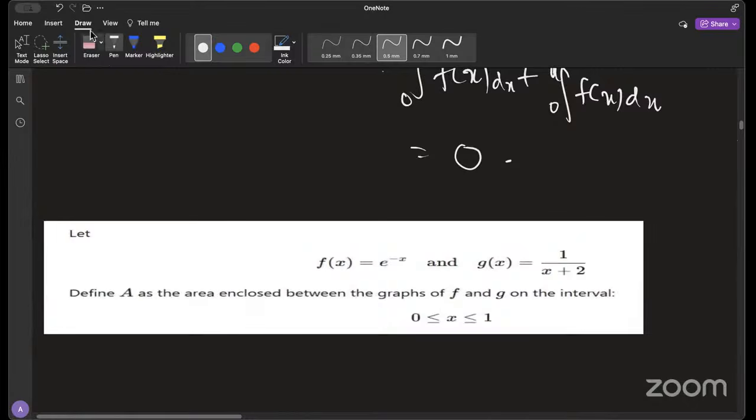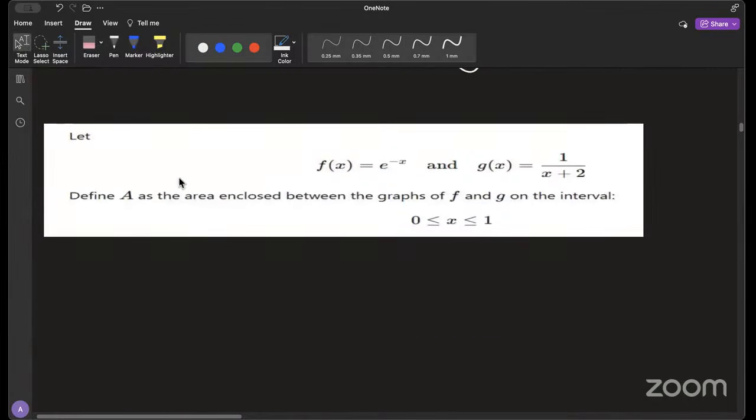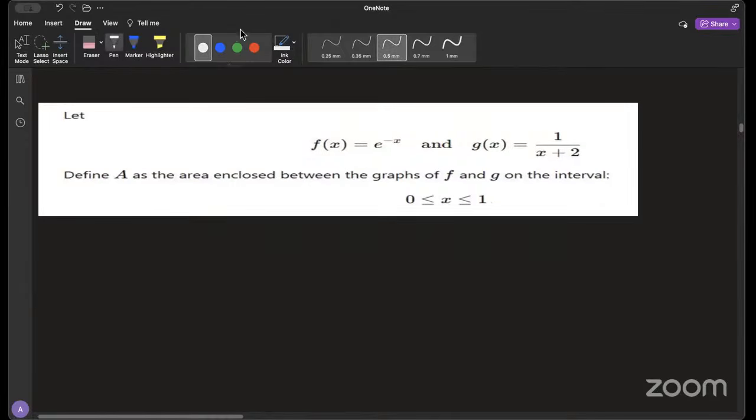Let's do this question. The question's visible, right? Give this one a try.